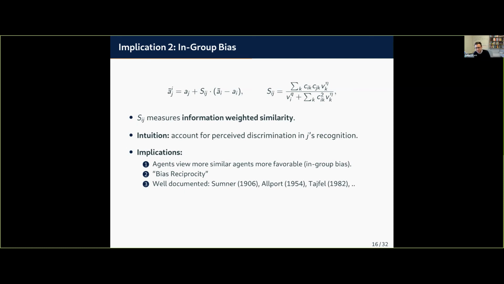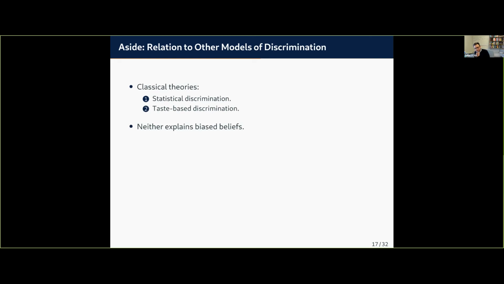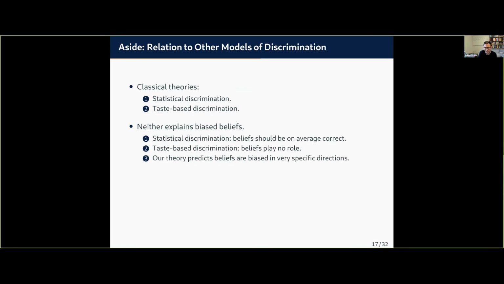And for in-group bias, there's kind of a large literature in sociology starting from Sumner 1906 documenting the effect that you overestimate people who tend to be similar to you. And just to come back to the point I made previously, it is hard for other theories of discrimination in which, in some sense, beliefs are either correct or play no role to explain these biases in beliefs, which we commonly find in surveys. And one thing I want to point out is that this makes very specific predictions about in which direction beliefs are biased. It's not that it just says beliefs are biased, but we make very specific testable predictions.